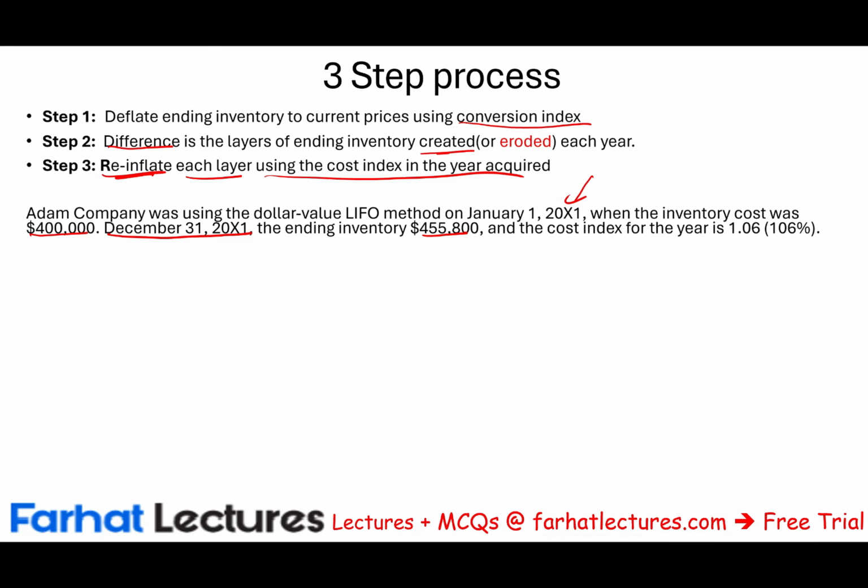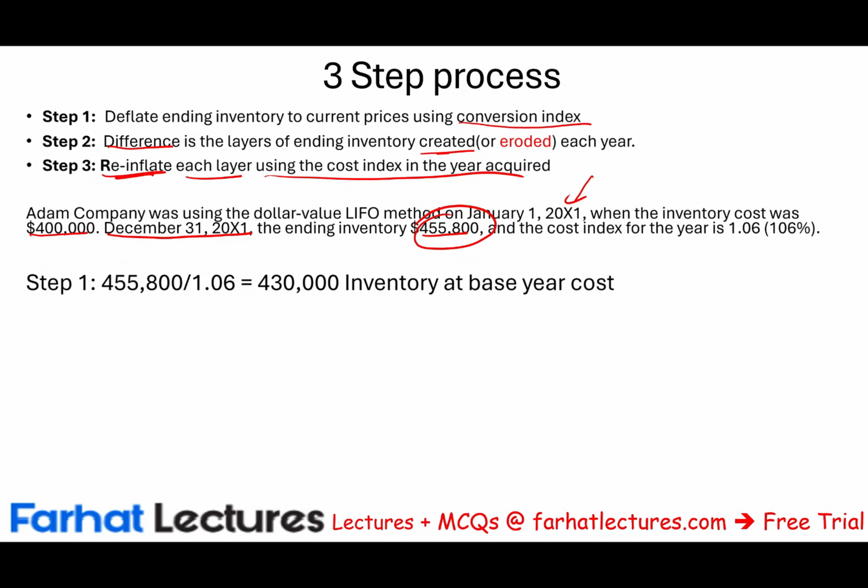Okay, let's execute the steps that I just gave you here. Step 1 is to do what? Deflate ending inventory. It means take this number, $455,800, and take the inflation out of it, deflate it. How do I do that? I divide it by 1.06 to take the inflation out, which is 430,000. If you're asking why, because if it was indeed 430,000 times 1.06, it's going to give me 455,800. So you know how the math works.